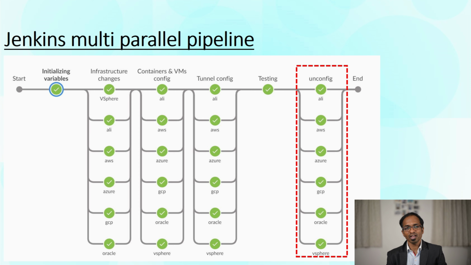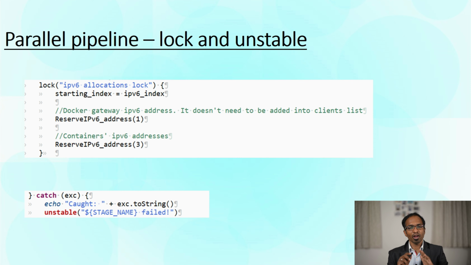In some occasions, parallel pipeline try to access variables at the same time. To avoid overwriting, I defined lock blocks within parallel pipeline. It is similar to semaphore. Lock restricts you from accessing same variable concurrently multiple times.